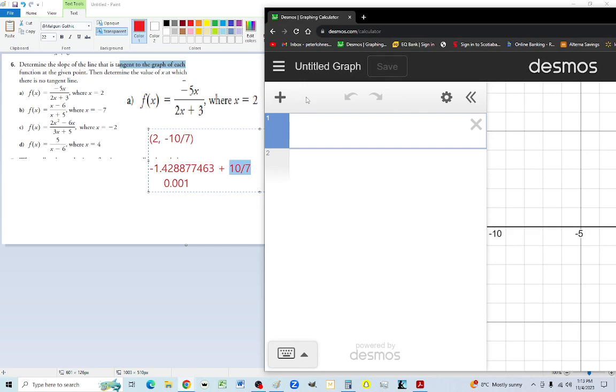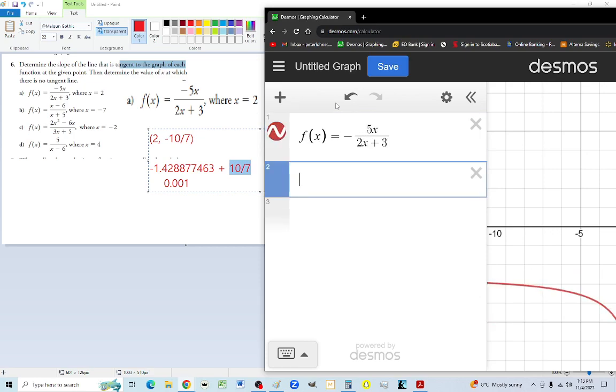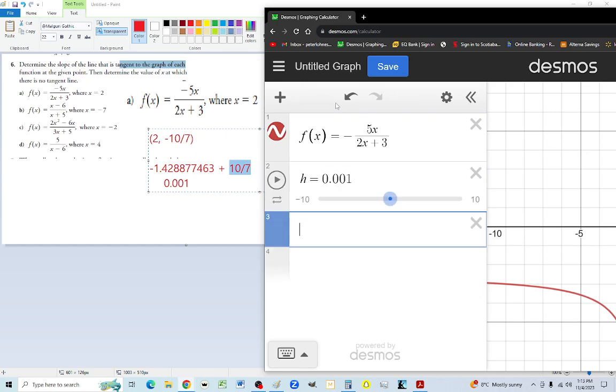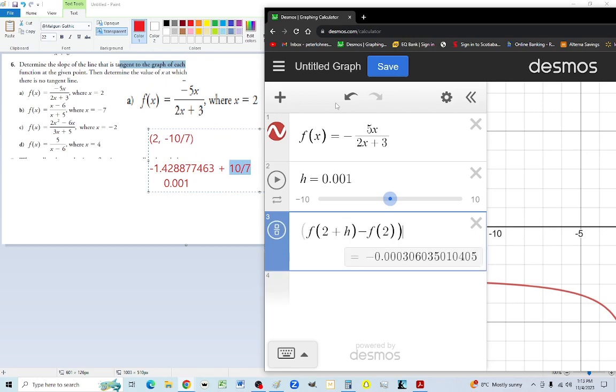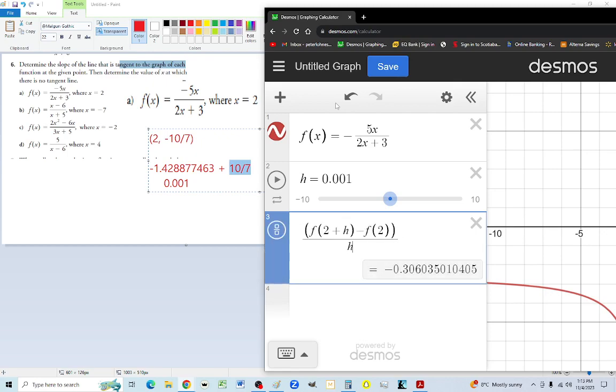We're going to put in the graph f of x is equal to minus 5x divided by 2x plus 3. We're going to just have it do it entirely. We're going to define h. We're going to define f of 2 plus h minus f of 2, all divided by h. And we get the same answer, so that means our calculation was correct.